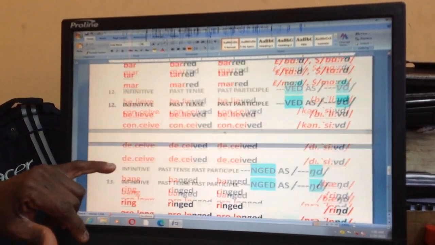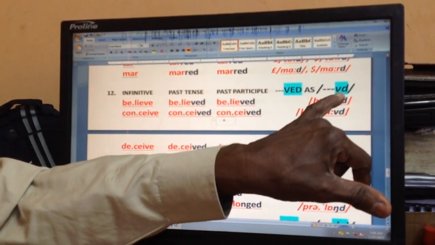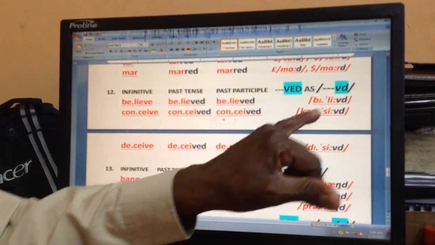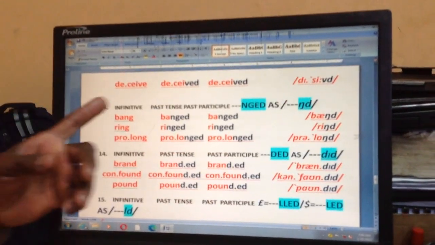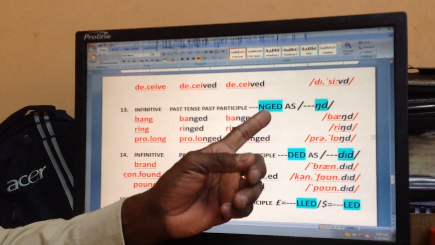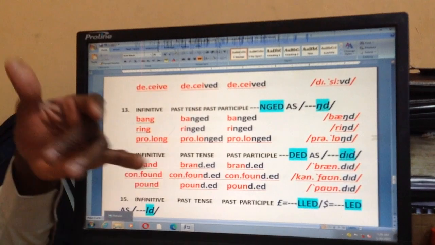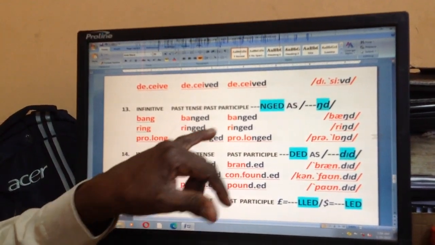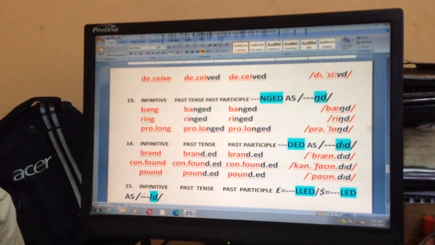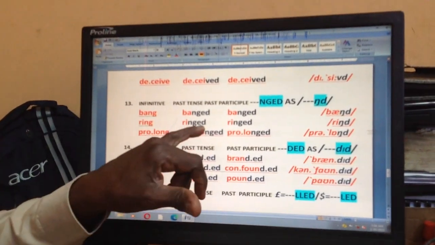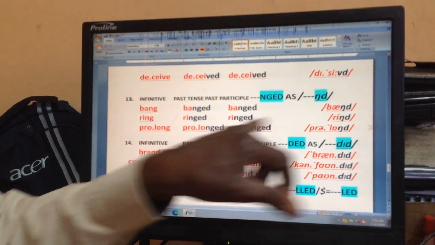Okay? And then we come to number 12, believe. These 3 letters will give us vd, not ved, vd. So we get believed, conceived, deceived, and so on and so forth. We come to number 12. These 4 letters will give us the nasal sound, ngde, like we say, bang, and then banged, banged. You see that N with a tail is for nasal sound. And so ring, ringed, like that, and then to prolong, and then prolonged.